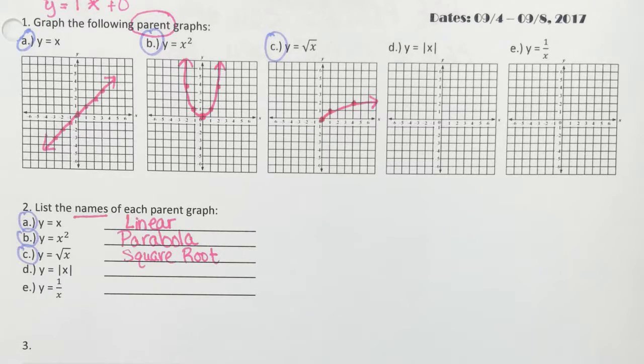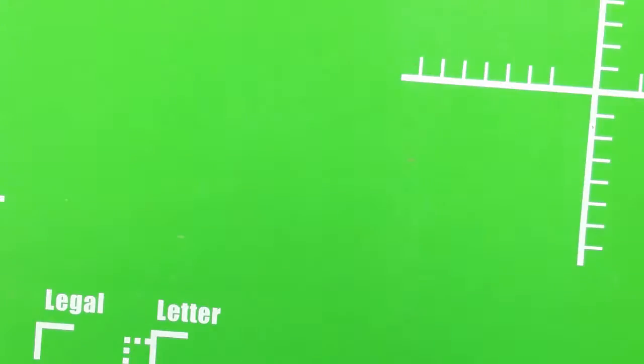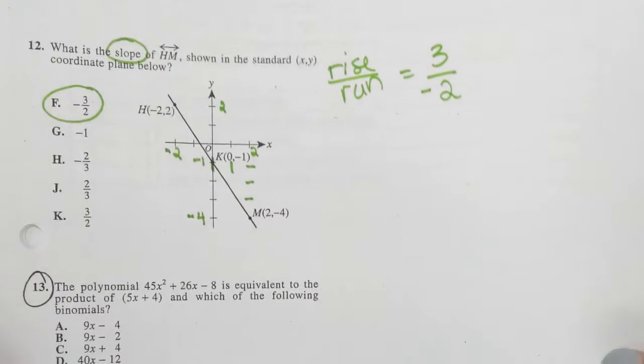All right, so we need to go over our math workshop. I mean, not our math workshop, our ACT, right? 13 and 14. We did them on Friday. We need to go over them today.